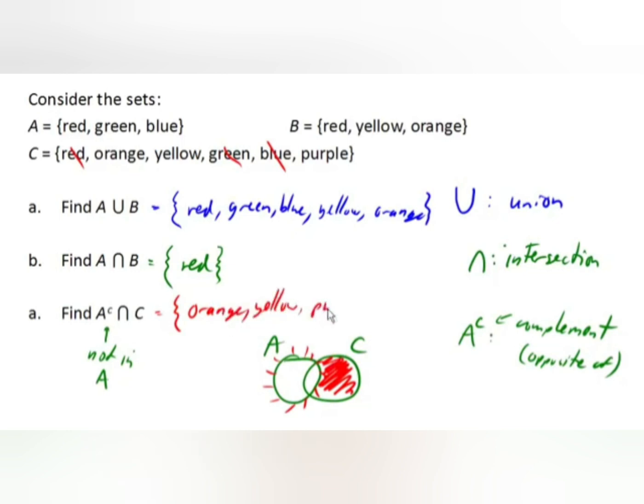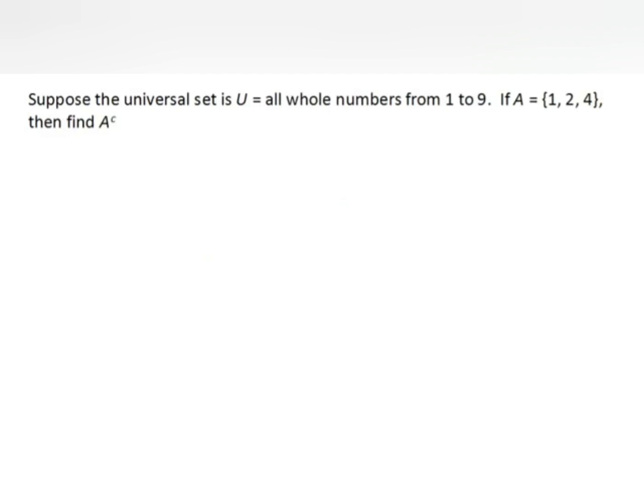Now, as I mentioned, sometimes we have a universal set defined. So in this case, the universal set, in other words, everything that we're talking about, is the set of numbers from 1 to 9. In that case, we can talk about the complement all by itself. So if A is the set 1, 2, 4, then A complement would be everything that's in the universal set that's not in set A, and so that would be the numbers 3, 5, 6, 7, 8, and 9. That's everything that's not in A, but that is part of the universal set.